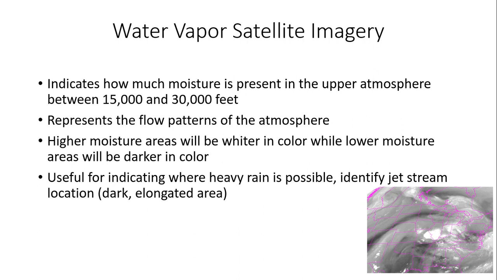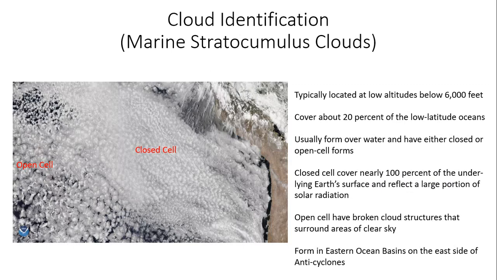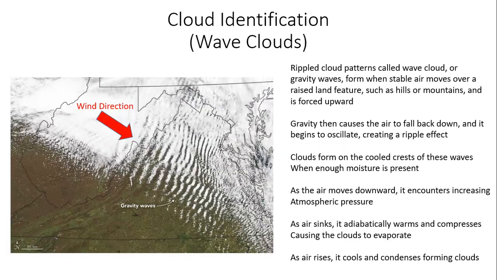We looked at water vapor satellite imagery, the importance of this to give us those mid and upper level flow patterns. How are my systems moving? Where are my eddies at, my lows, and my high pressure systems, my swirls? We can identify the jet stream location using water vapor satellite imagery. Then we talked about some of the detailed features we can glean from satellite imagery, including these marine stratocumulus clouds, whether they be closed cell or open cell.